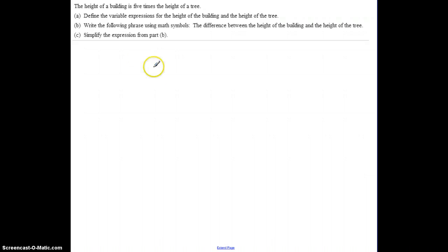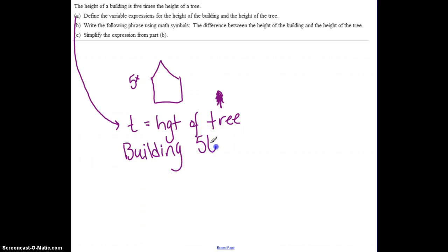Now it says the height of a building is 5 times the height of a tree. So imagine you have this building that's much bigger than this little tree is. And that this is 5 times the height of this tree. So it says, first of all, define a variable expression for the height of the building and the height of the tree. So if I go to set this up, at least for A, if I do t is the height of the tree, then the building would have to be 5t.